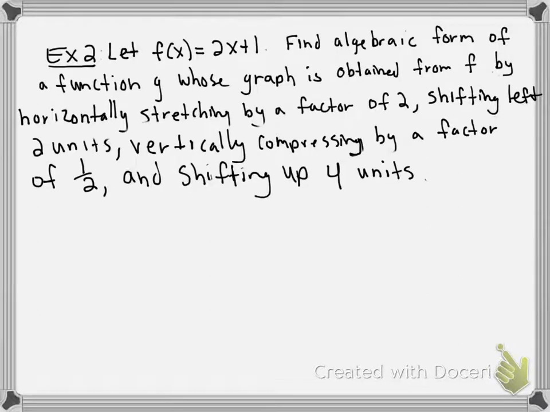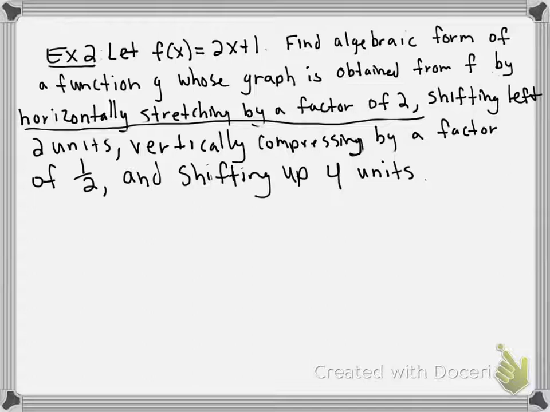Okay, so for example 2, let's take a linear function, f of x equals 2x plus 1. Let's find an algebraic form of a function g whose graph is obtained from the graph of f by, so first we're going to horizontally stretch by a factor of 2. So before I even start reading the next steps, I'm just going to work on my capital A, capital B, capital C, and capital D.